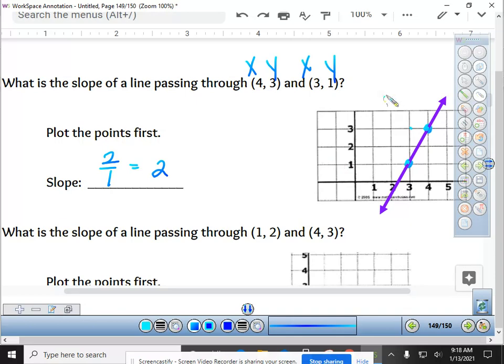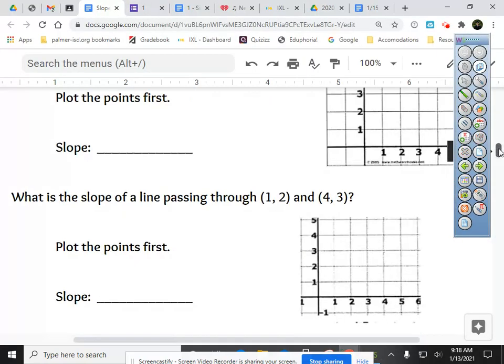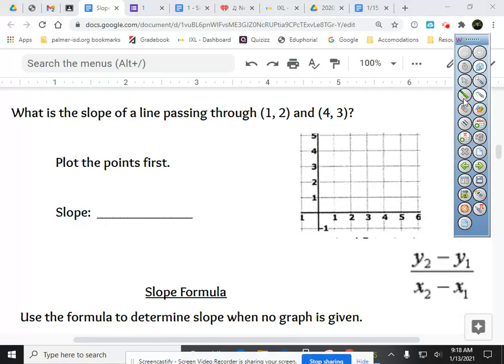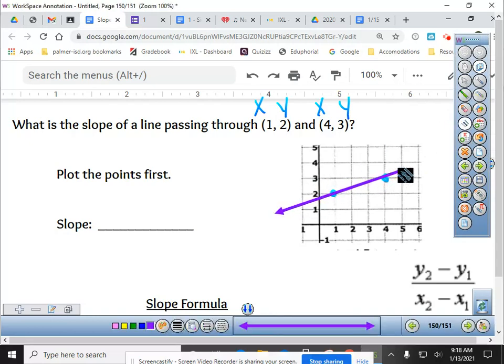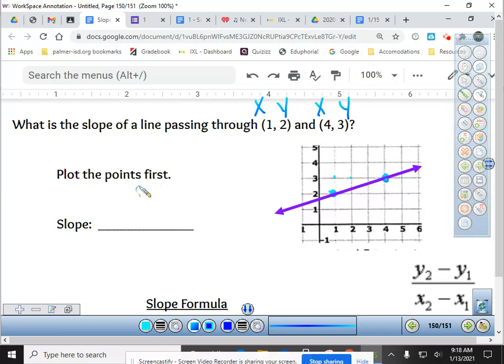Next one, what is the slope of the line passing through (1, 2) and (4, 3)? So go ahead and label that XY. You got to remember XY, because when we're graphing, we have to do the X first. So with (1, 2), which way do I go? To the right. To the right 1, and then up 2. And then this one I go to the right 4, and then up 3. So connect your dots. And I rose 1 and I ran 3, so I got 1 over 3. And that's it. Yep.